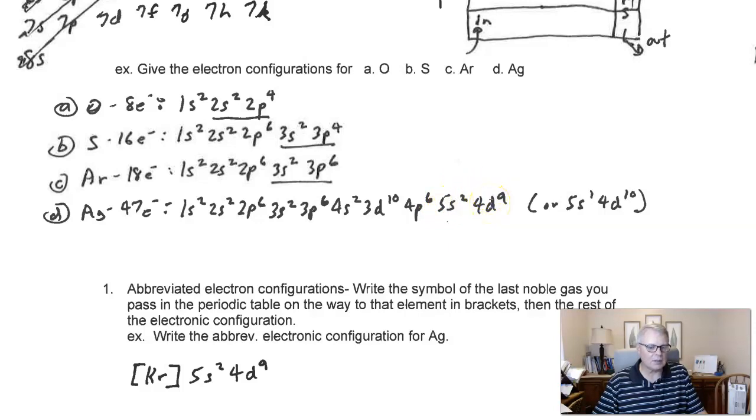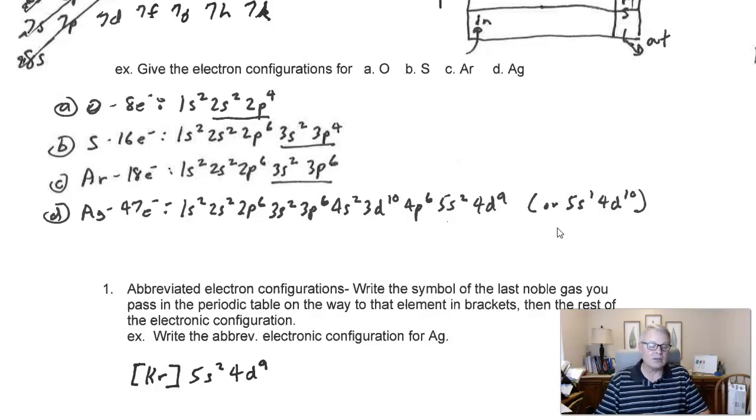Now, why would it do something like that? Well, because if you do that, you have filled up this 4d and you're half filled on this 5s. And it turns out that that half shell stability is better than having that electron in that 5s, which is slightly lower than the 4d. And so that's why it does that.